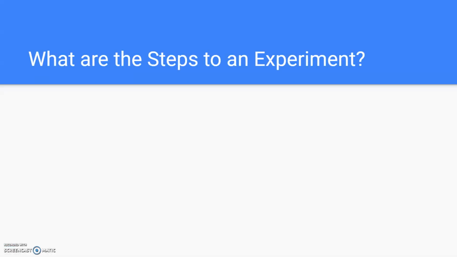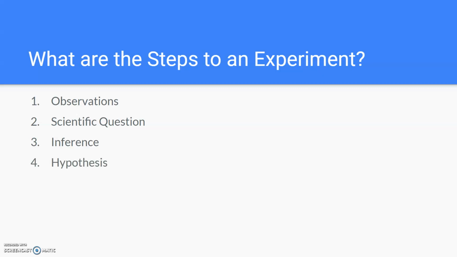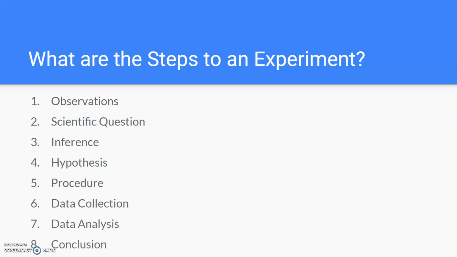So what are the steps to an experiment? Let's review real quick. What is the first step to any experiment? You should know this by now. It's observations. What comes after observations? Scientific question. Good. What comes after scientific question? Inference. And then we have hypothesis. And then what comes after hypothesis? Procedure. What comes after procedure? Data collection, and then we have data analysis, and then after data analysis we have our conclusion.